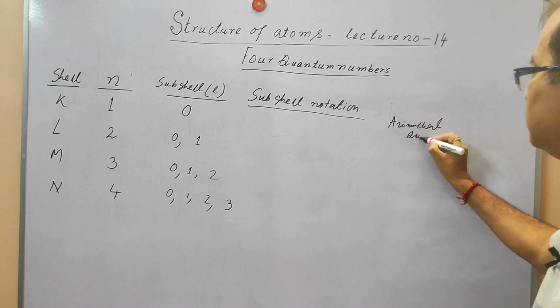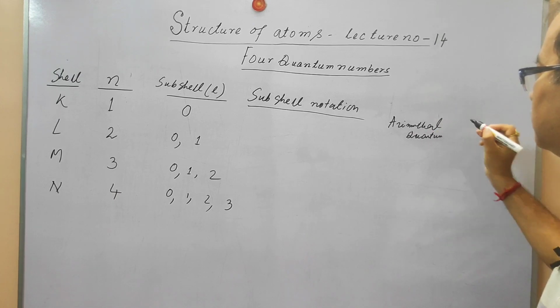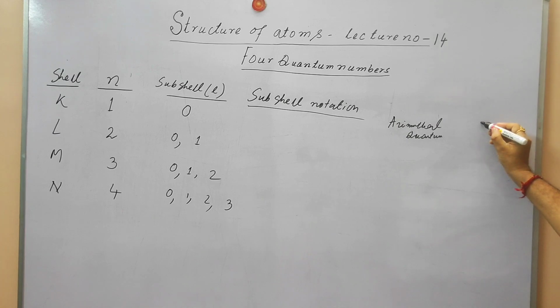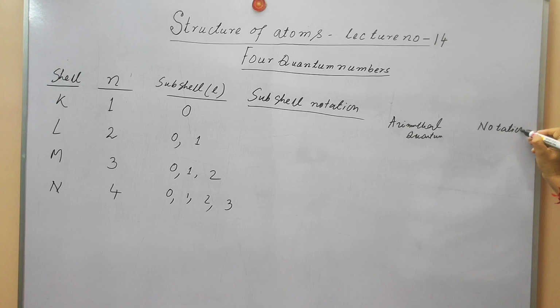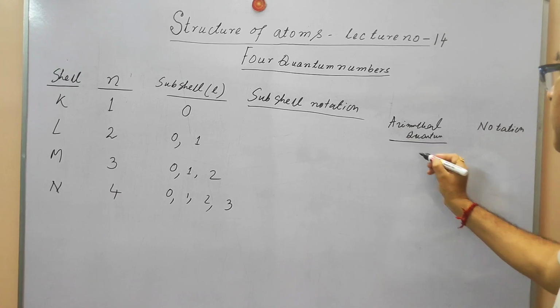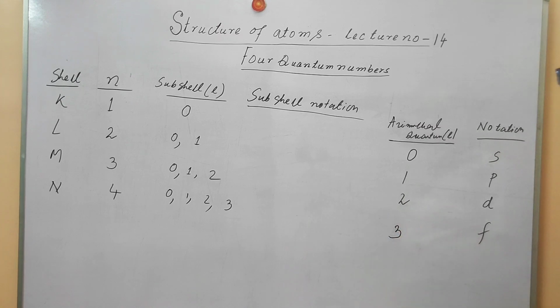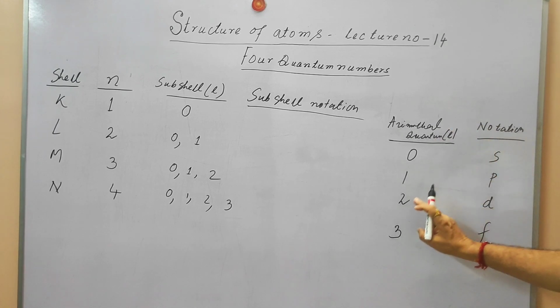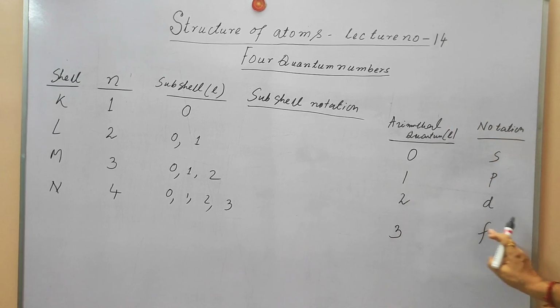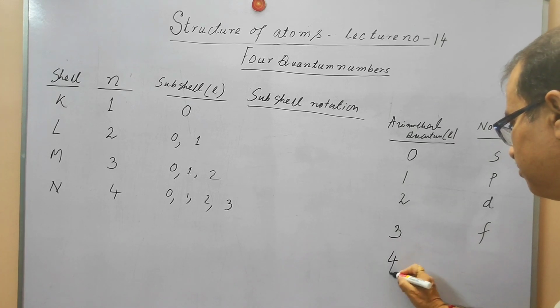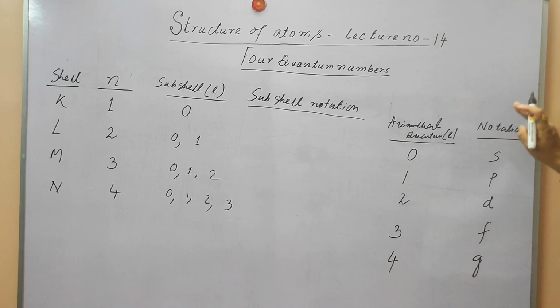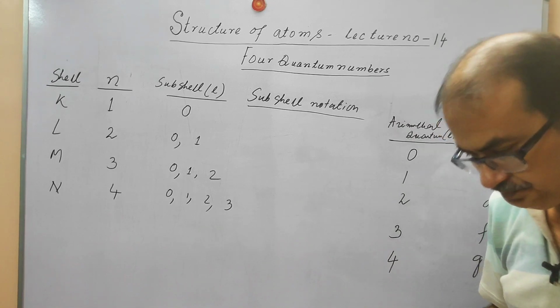Now for each and every subshell, that is for each azimuthal quantum number, there will be a notation. When l equals 0, it is s. When it is 1, it is p. When it is 2, it is d. When it is 3, it is f. This is the notation of the subshell.